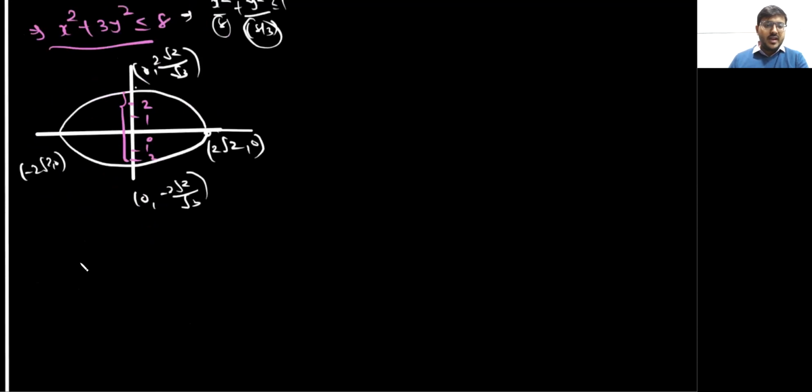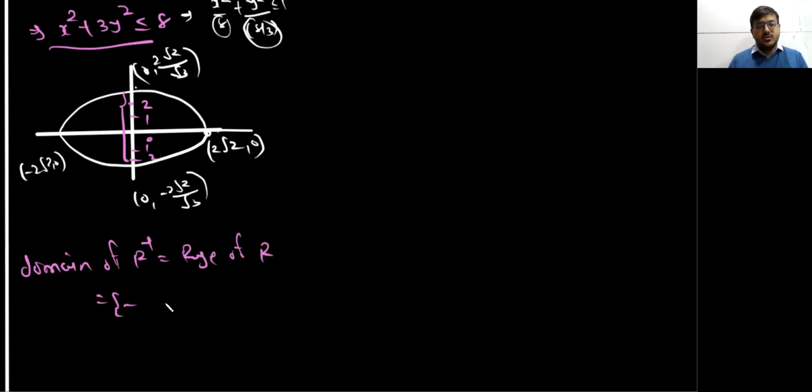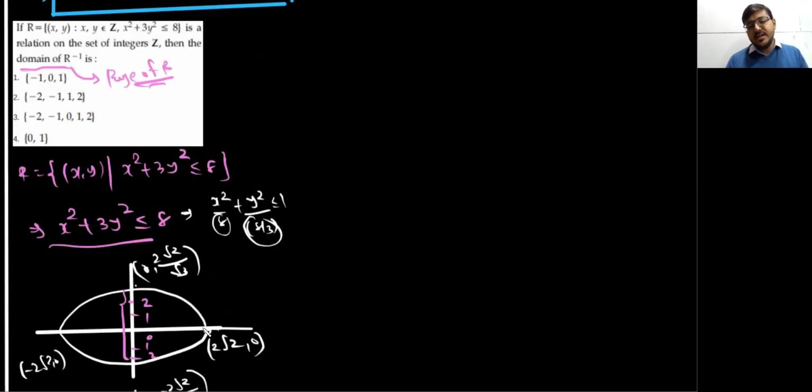So the simplest way of getting the answer is that the domain of R inverse equals the range of R, which is equal to -2, -1, 0, 1 and 2. The simplest one. See, you need to know about the concepts of R and R inverse. The inverse, right?